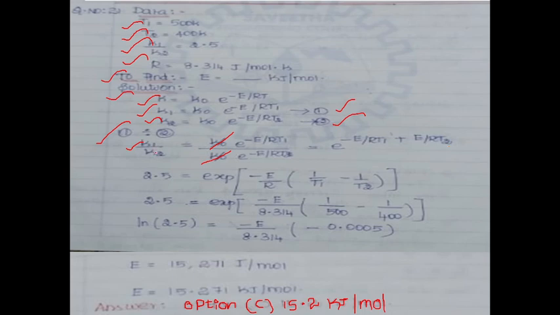Here K1 by K2 is already given as 2.5, the ratio of rate constants. On the RHS, exponential of, which one is the common term here? Minus E by R, take it outside. So this is 1 by T1, minus E by RT1, minus of 1 by T2. Minus into minus is plus, so plus E by RT2. That's why it is exponential of minus E by R into 1 by T1 minus 1 by T2.